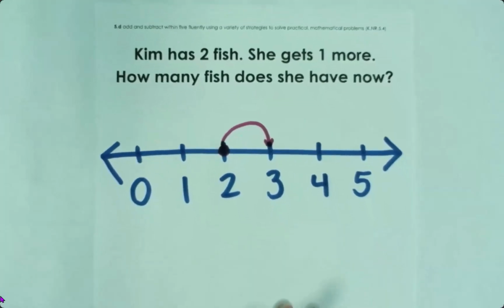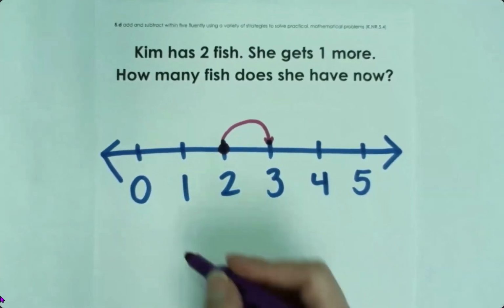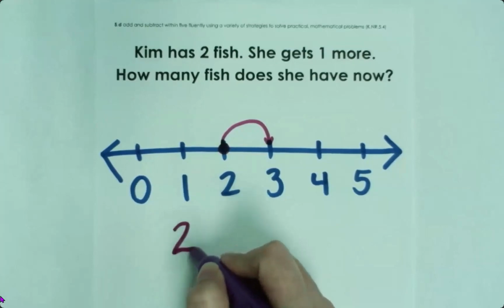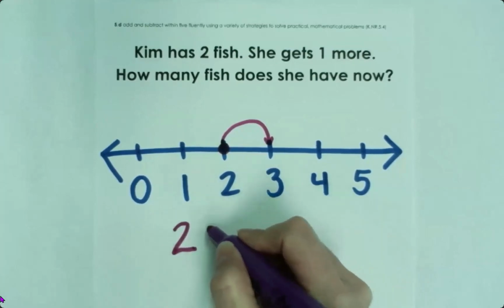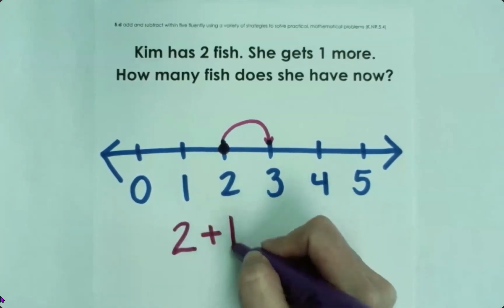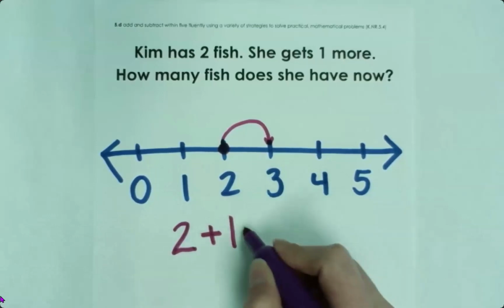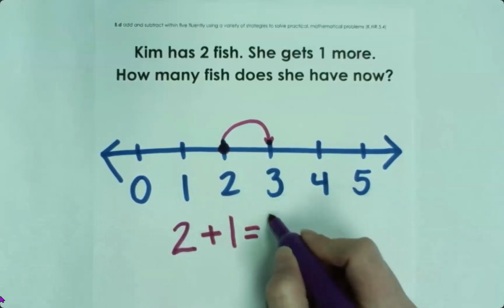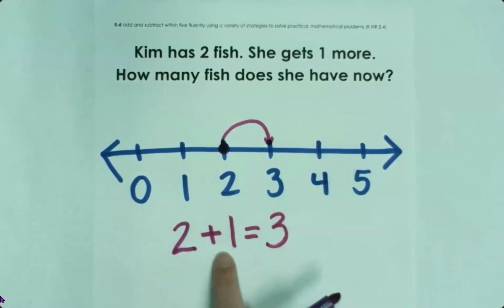And then I can go ahead and write the equation for students. Kim had 2 fish, and she is going to add 1 more fish, and now she has 3 fish. So 2 plus 1 equals 3. Although equations are not required for mastery in kindergarten, we do want to expose students to these.